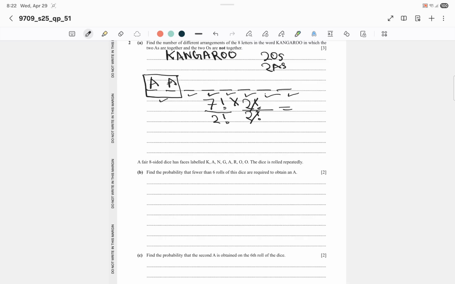Okay. Just see if this works out, guys. 7 factorial by 2 factorial.